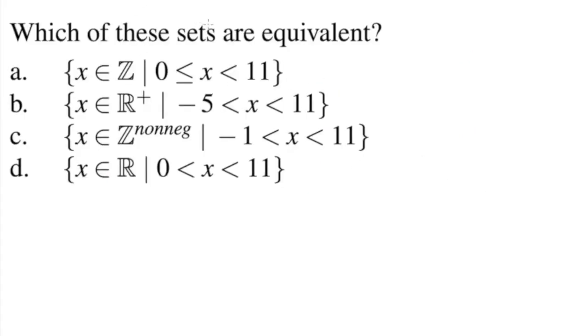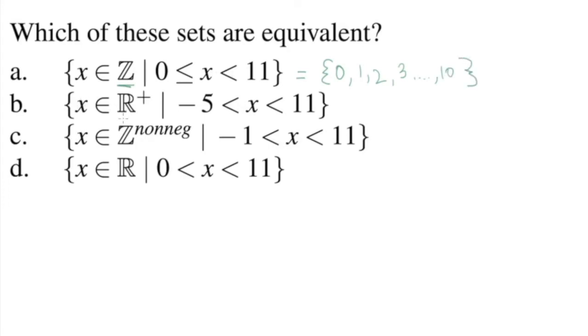Okay, so let's look at this example. Which of these sets are equivalent? And we've got 4 different sets here. So, okay, let's look at the first one. So x is from the set of integers, and x is between 0 and 11. So x is greater than or equal to 0, so 0 will be included. And then we've got 1, 2, 3, and then all the way up to 10, not including 11, because x is strictly less than 11.